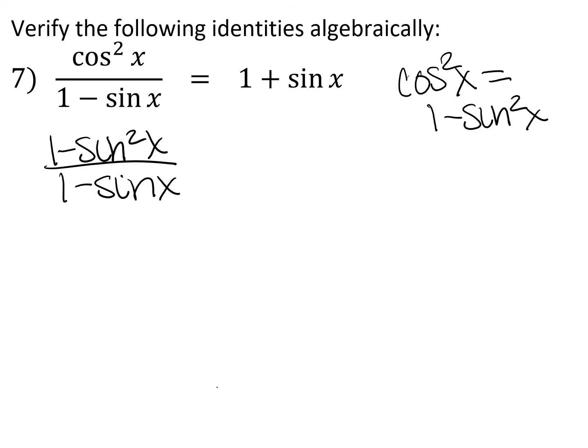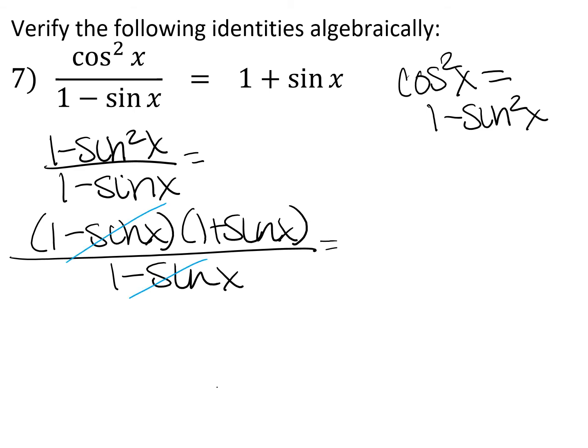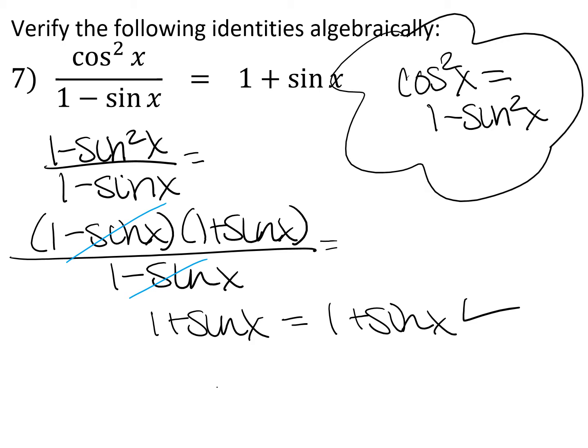The problem here is a lot of times students will just want to cancel out the sine and the 1. You can't do that. You have to factor the numerator in order to cancel by division. So that would be 1 minus sine x times 1 plus sine x. Then I have my 1 minus sine x in my denominator, so those I can eliminate, leaving me with 1 plus sine x on the left, which is equal to 1 plus sine x on the right. Final step there.